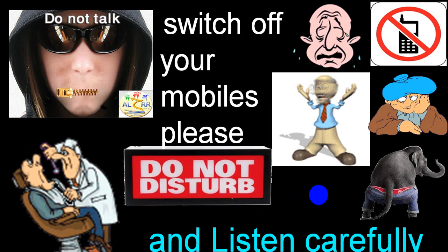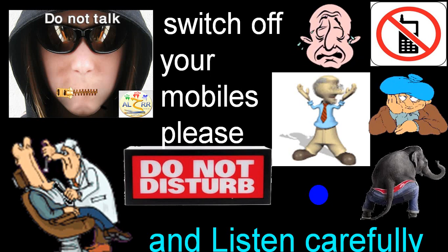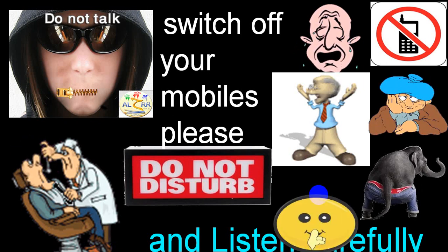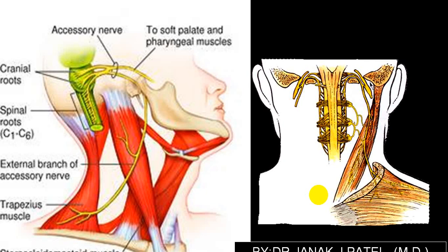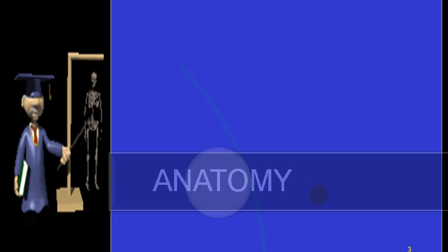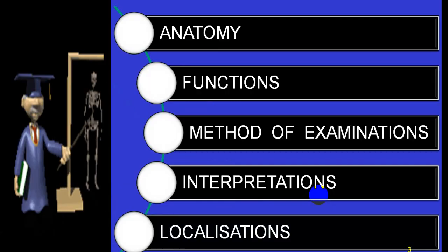In continuity with the previous lectures, that is examination of neurology or nervous system examination, today we'll be dealing with another cranial nerve, that is spinal accessory, the 11th cranial nerve. Now this spinal accessory nerve supplies only two muscles, that is sternocleidomastoid and trapezius, but we'll be going through it in detail: anatomy, function, method of examination, interpretation and localization of lesion.